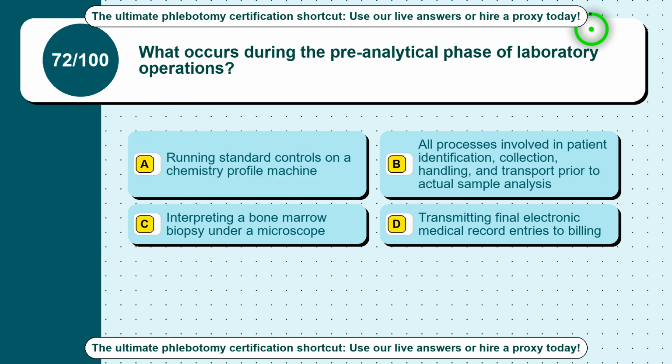Question 72. What occurs during the pre-analytical phase of laboratory operations? Option A, running standard controls on a chemistry profile machine.